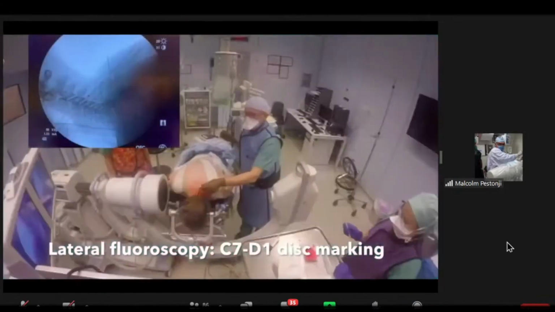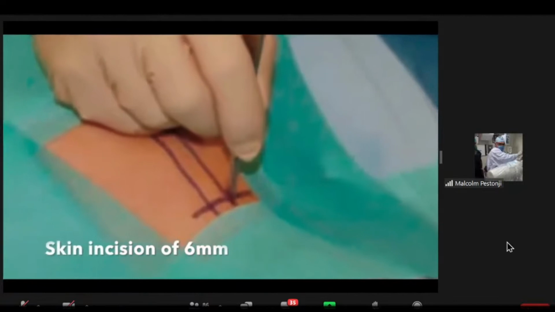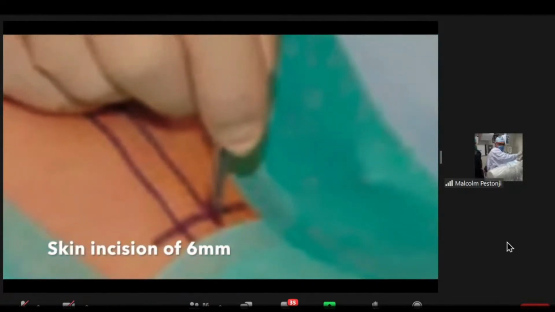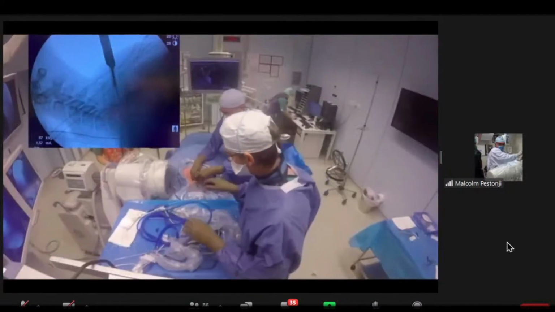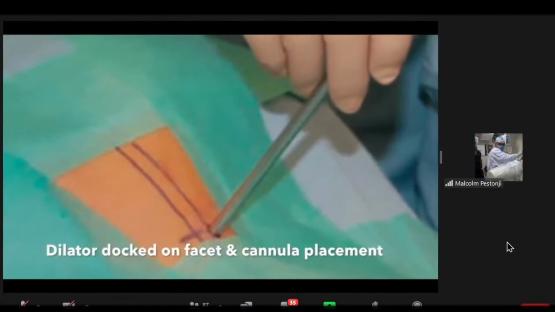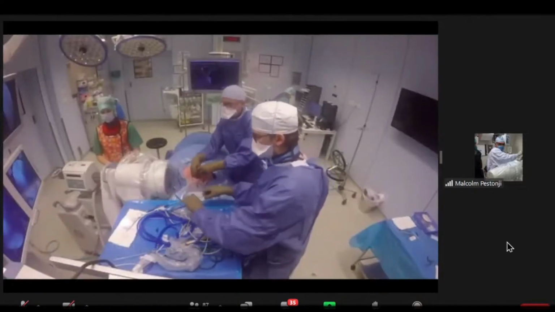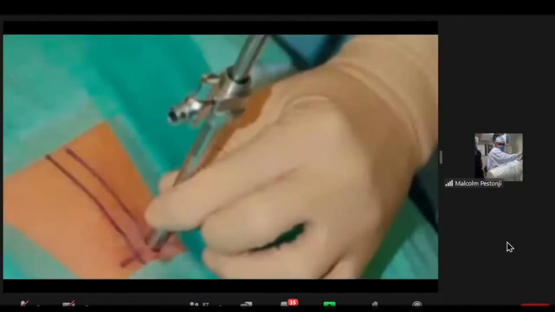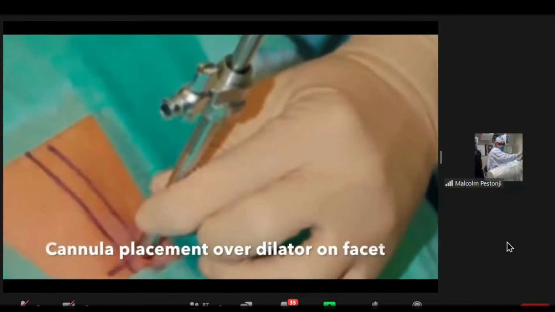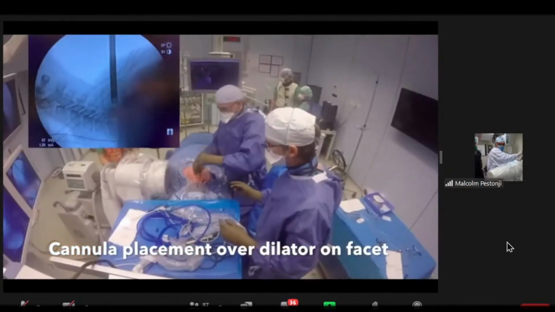Then the fluoroscopy is positioned in lateral view and a needle is placed at the correct level, in projection of the C7-D1 disc. The needle can then be removed, and at this point the 6 mm incision is made. This is controlled by lateral fluoroscopy. In the next step, the dilator is bluntly docked on the facet, and over the dilator the cannula is inserted through the paracervical muscles and docked on the facet joints. Here we can see those steps during the actual surgery.